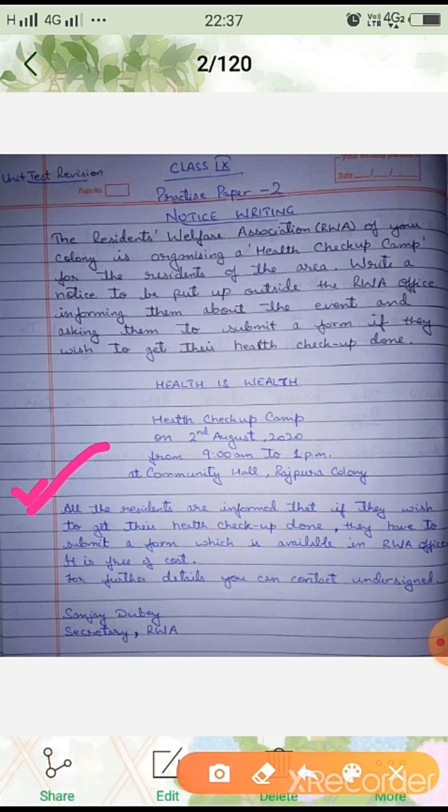So to whom you want to inform about the event, it is given in this way only, and this is given in the question only: all the residents are informed that if they wish to get their health checkup done, they have to submit a form which is available in the Resident Welfare Association office, and it is free of cost. For further details you can contact the undersigned. So this is very important. In all the notices you have to mention this line. Okay, for further details you can contact the undersigned.